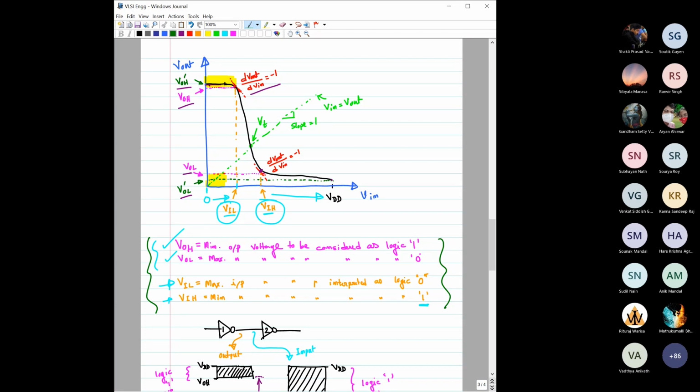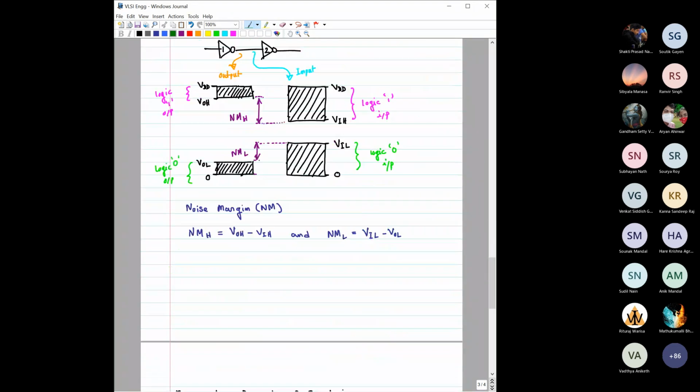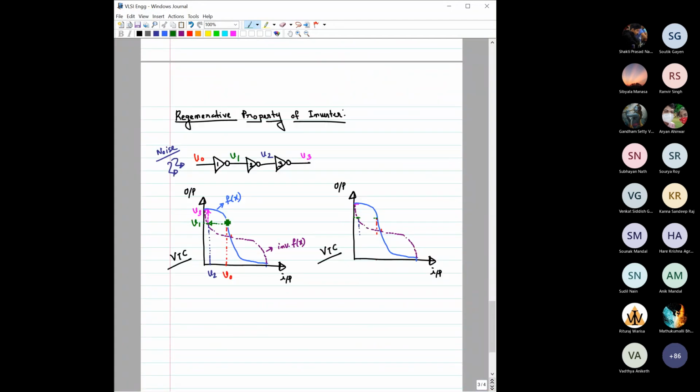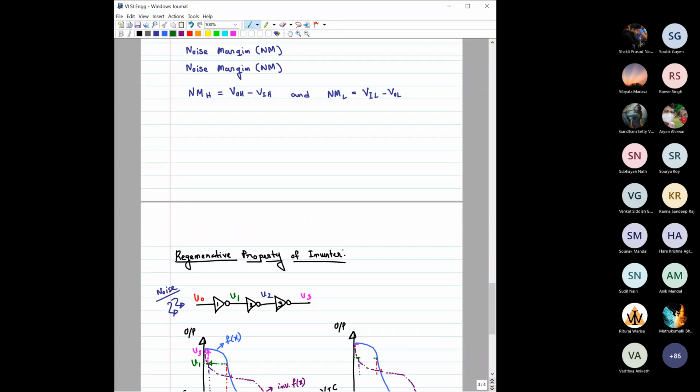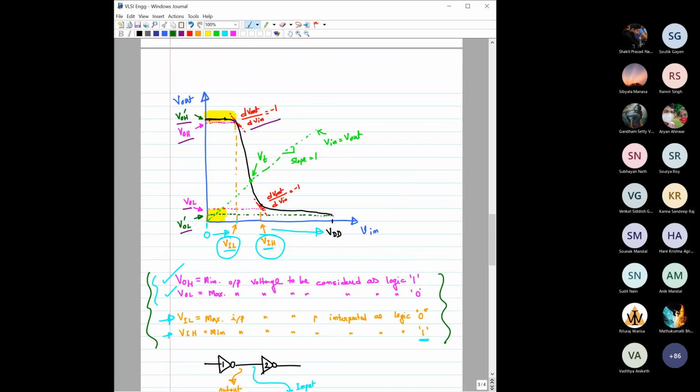So is there any reason for considering the slope as -1 as the limit? Like why not -2? Okay, okay. So why not -2? Maybe that would be better if we consider it to be here, in the regenerative part. So here -1 is something like this.